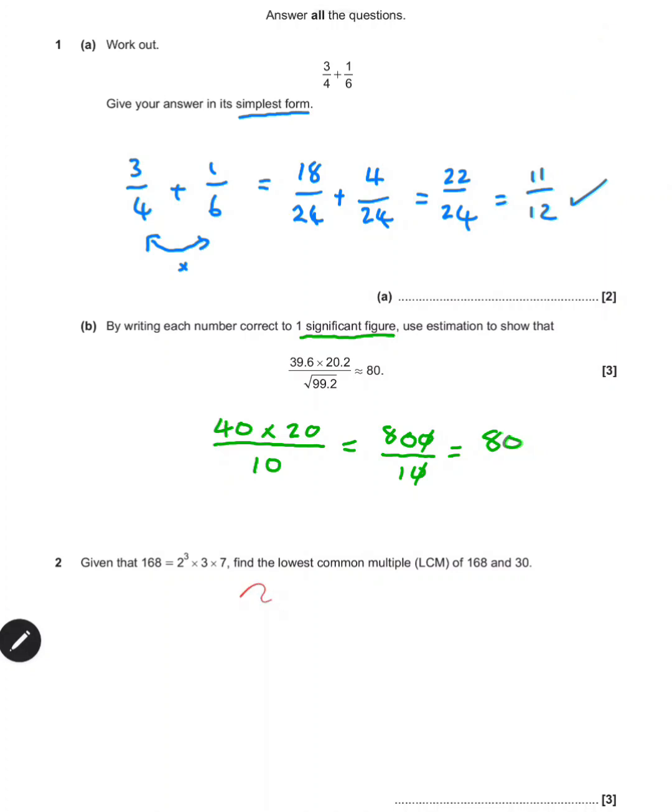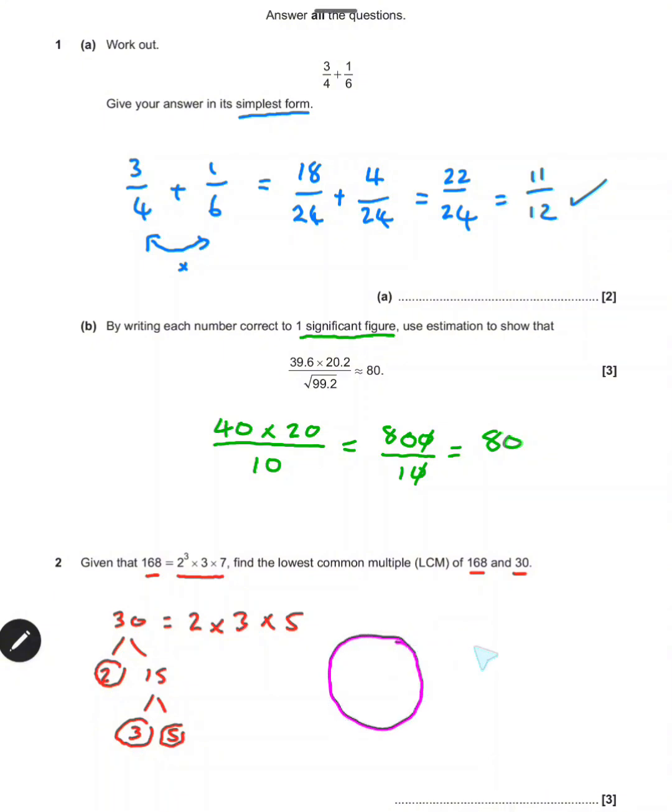Question 2, we've got 168 written as a product of prime factors, and then we're asked to find the lowest common multiple of 168 and 30. Well, if I firstly write 30 as a product of prime factors, 30 is 2 times 15, and 2 is prime. 15 is 3 times 5, and they're both prime. So 30 is 2 times 3 times 5. The fact that we've got prime factors is suggesting we're going to use a Venn diagram to do this. So I'm going to draw a Venn diagram. Over here I've got 168, and over here I've got 30, the two numbers that I'm dealing with.